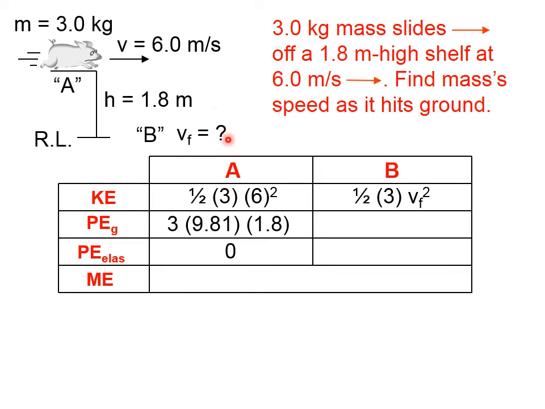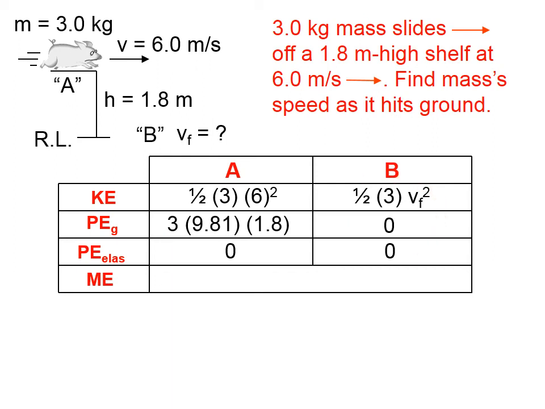When the pig is down here, his height above the reference line is 0. So m times g times h is 0 when h is 0. No springs to speak of. What we have on the left then, we want to total up this column and total up this column and set them equal to each other.